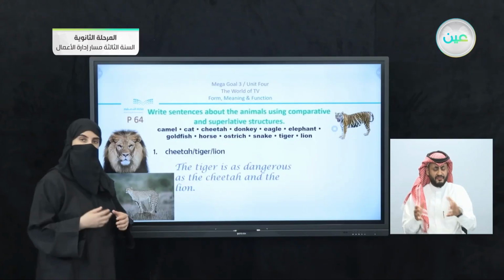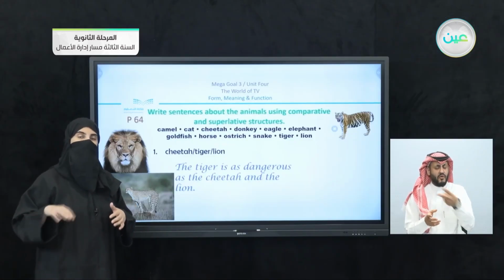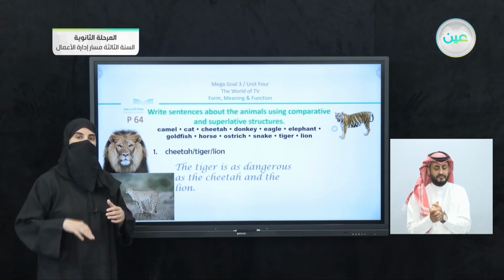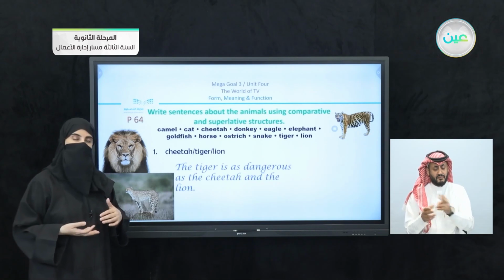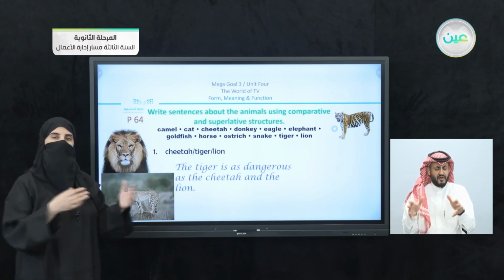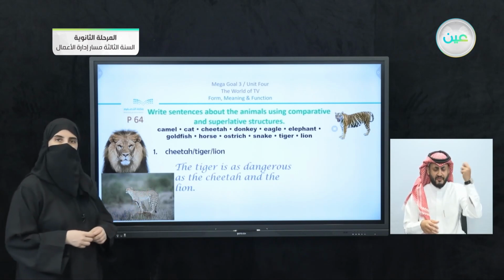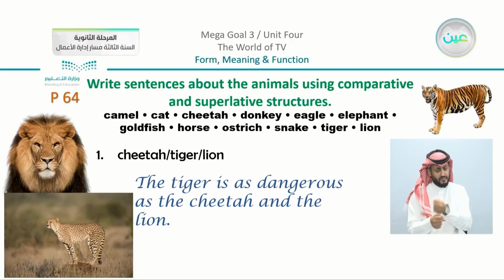Now, this is something surprising here, that I used something totally different here. I can say that the tiger or the lion is the most dangerous, or I can use the positive degree as well and say that it is as dangerous as the cheetah, and we have here the lion. Now, here we have a correct form for comparing.